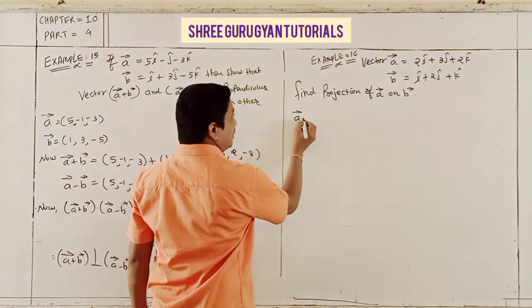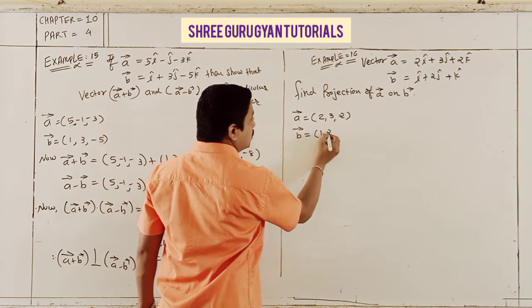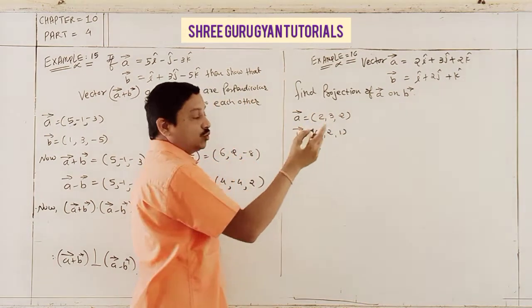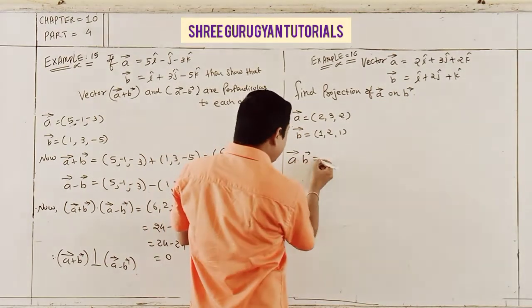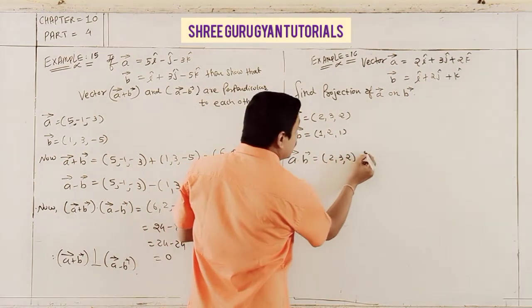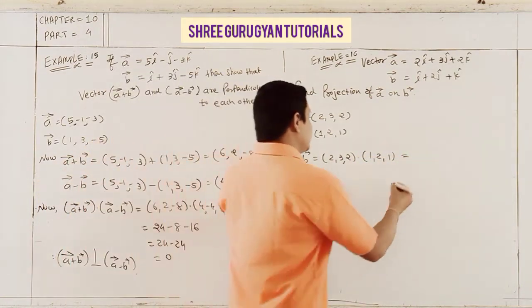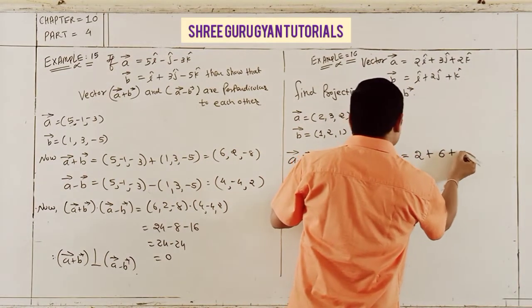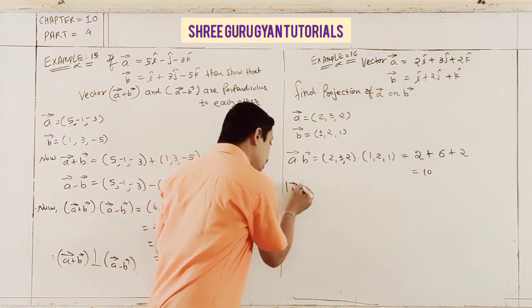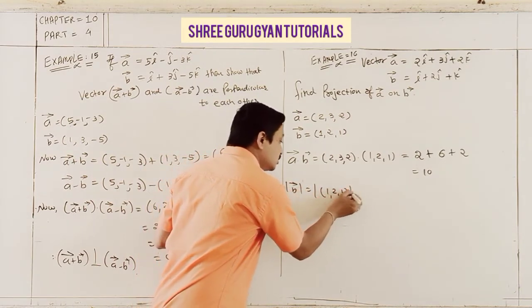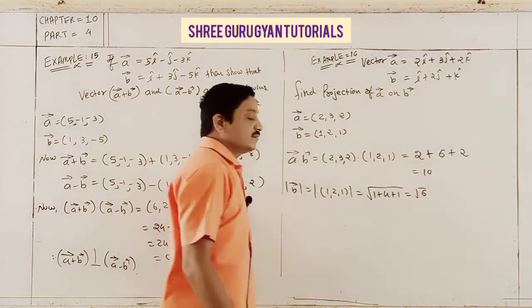First of all, the A vector is clear, 2, 3, 2, and the B vector is 1, 2, 1. First we define A dot B. We need (2, 3, 2) dot (1, 2, 1) and apply the dot product. So 2 ones are 2, 3 twos are 6, 2 ones are 2, total 10. And we also declare the magnitude of B: 1, 2, 1 gives 1 plus 4 plus 1, which is root 6.